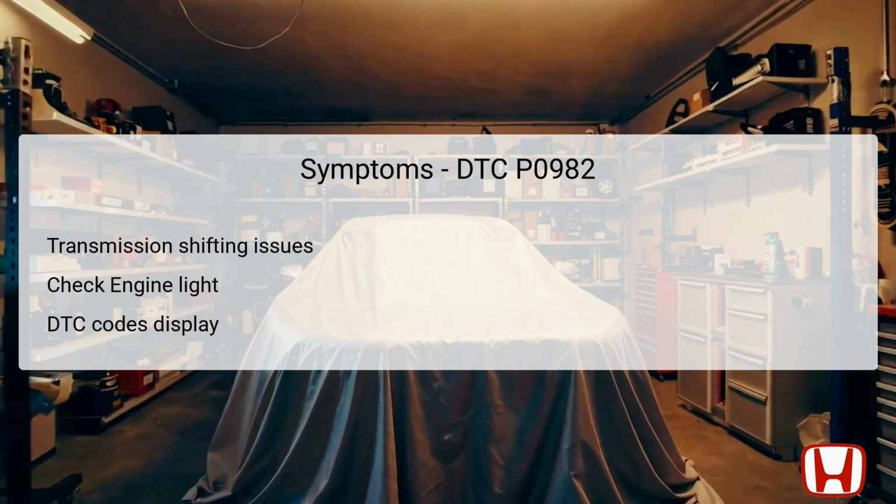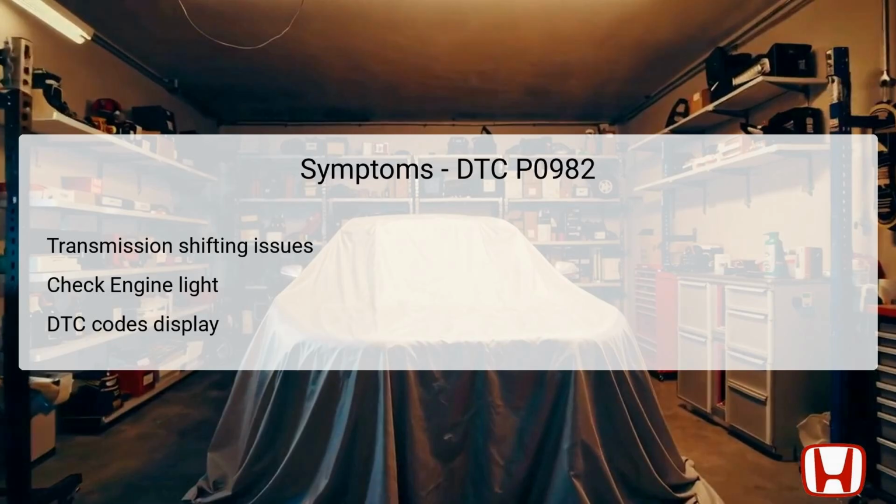The presence of DTC P0982 can manifest itself through a variety of symptoms affecting vehicle performance. One of the most noticeable signs is transmission shifting issues, including harsh shifts or the inability to shift gears smoothly. This can significantly impact driving comfort and vehicle control. Additionally, it can trigger the check engine light on the dashboard, alerting the driver to an ongoing problem.